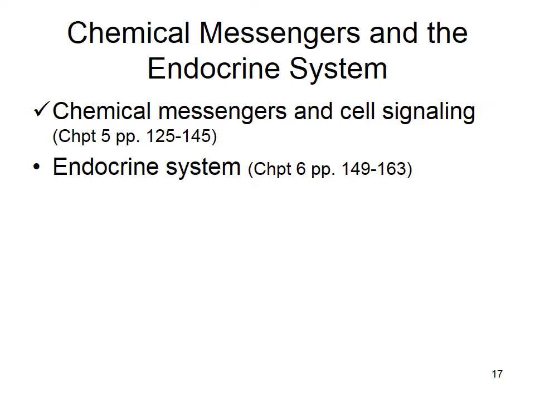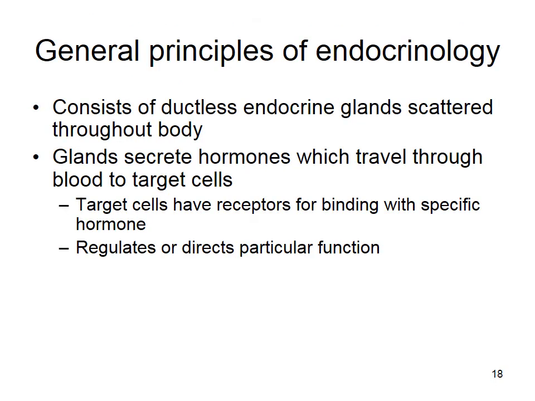So what we're going to do next is talk about the endocrine system in particular. But you want to think about whether it's hydrophilic or hydrophobic, and then these three steps in terms of how it's released, how it's transported, and the type of effect it's going to have on the receiving cell. Our endocrine system is made up of ductless endocrine glands. Remember, exocrine glands have ducts and secrete their product to the external environment. Endocrine glands are ductless and secrete their product into the internal environment. Endocrine glands or endocrine cells secrete hormones that travel through the bloodstream to their target cells. A target cell has a receptor for that hormone, and that hormone regulates or directs a particular function.